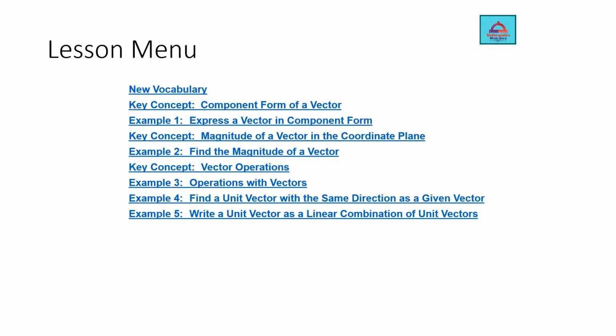So this is going to be a lesson menu for today. We'll start with some vocabulary words. We'll then move on to the key concept to know about component form of a vector. We'll be solving examples on the same. We'll learn about magnitude of a vector in the coordinate plane along with vector operations. You'll also learn in today's session how to write a unit vector with the same direction as a given vector and as a linear combination of other unit vectors. So all of these things are coming up. It's going to be a long video. Stay glued till the end of the session so that you don't miss the important questions.